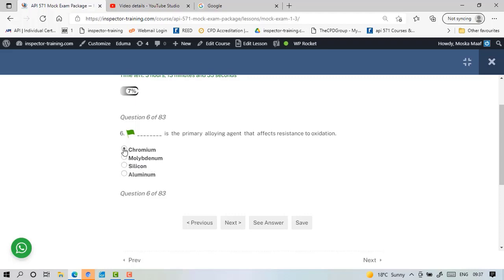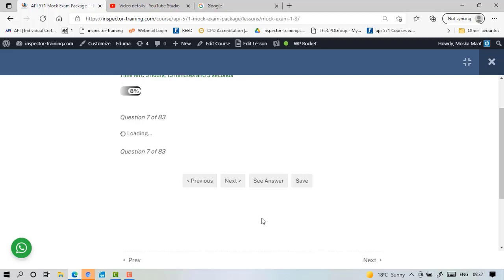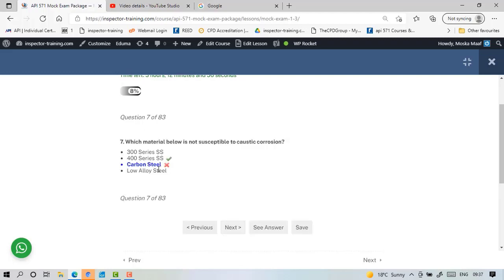Chromium is the primary alloying agent that affects resistance to oxidation, because chromium reacts with oxygen and forms a protective layer, and that's the whole point of adding chromium to alloy steels. Which material below is not susceptible to caustic corrosion? I think it's carbon steel, I'm not sure. You can see the answer here. No, it's 400 series. Sorry, caustic corrosion.